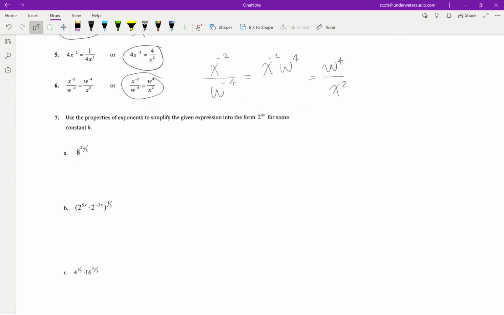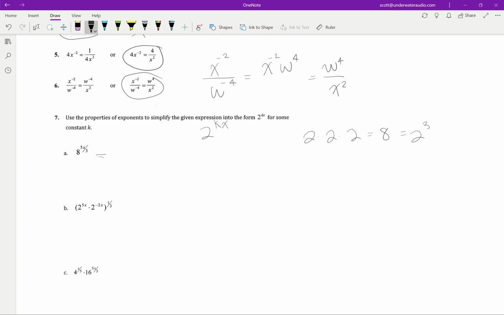7. Use the properties of exponents to simplify the given expression to the form 2 to the kx for some constant k. Interesting. So I want it to be in the form 2 to the kx. Okay. So I think the first thing I would do is, I know that the number 8 is 2 times 2 times 2, right? 2 times 2 is 4.